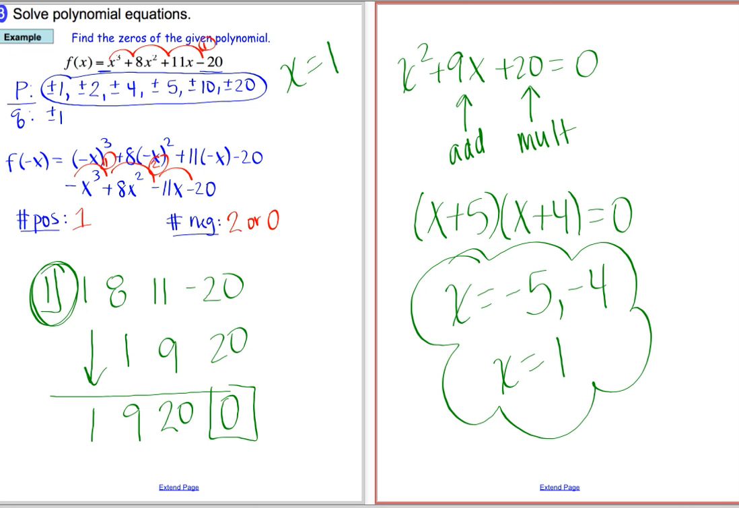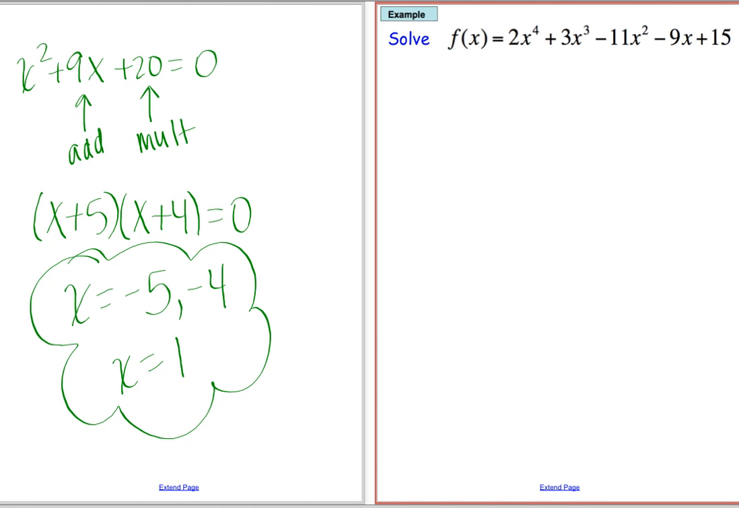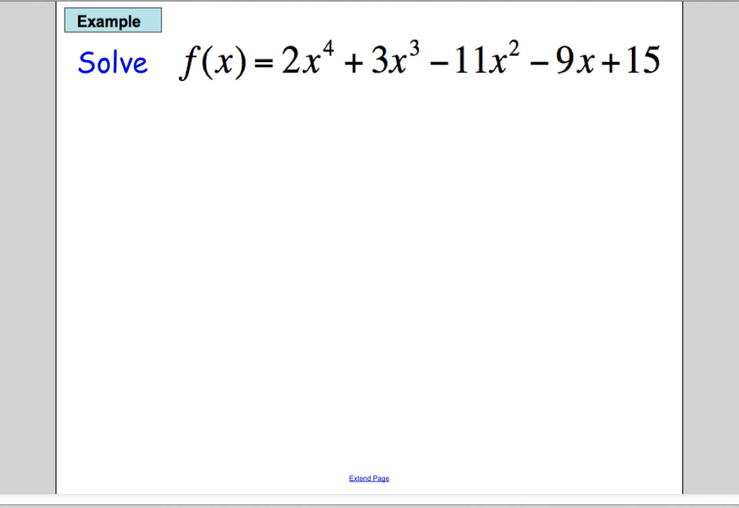Let's go ahead and look at another example here. So for our next example, we have this time x to the 4th. So we're going to have a little bit more work. Notice that also we're going to have a q value of 2. So we're going to have more options here. Let's go ahead and start by listing out our possible zeros.